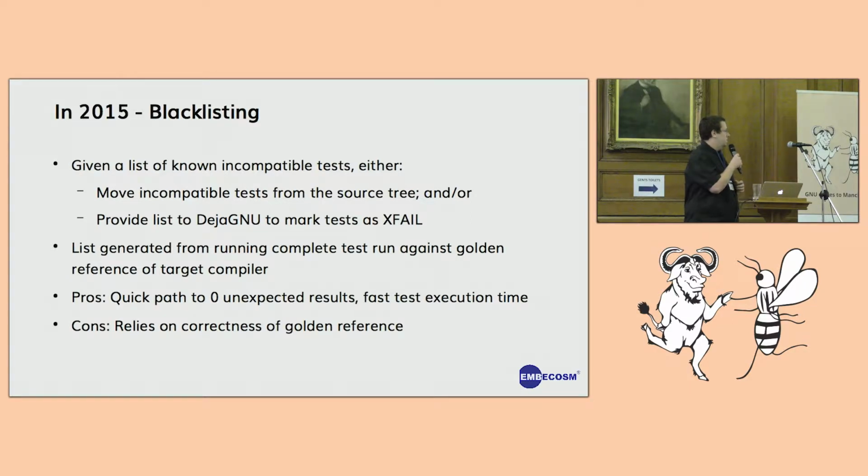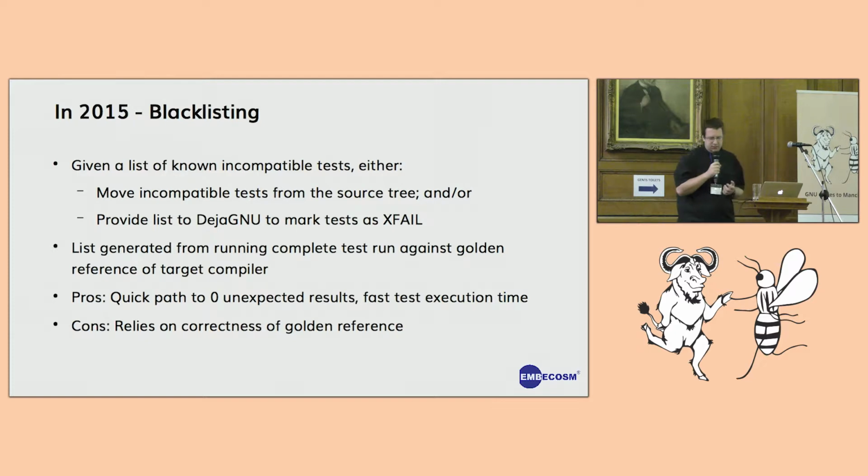Now this works quite well in that, assuming that your golden reference compiler is perfect, you'll get a perfect list of tests to ignore. And that means you're not waiting for, for example, execution tests that will time out. The downside is it really relies on your golden reference compiler being correct, and if it's not, maybe you miss some tests that are useful to you.